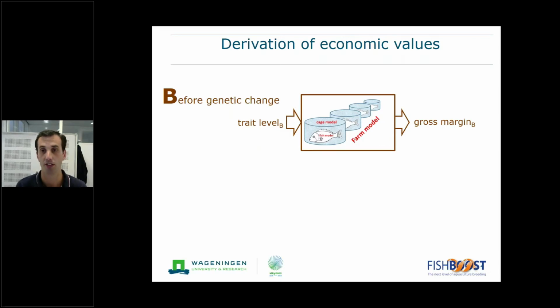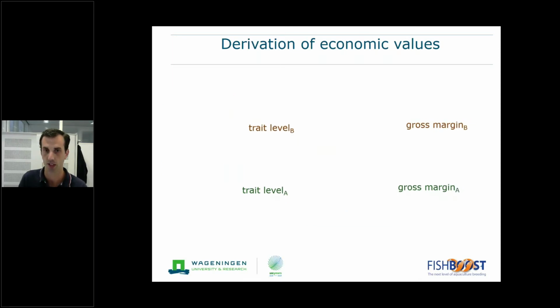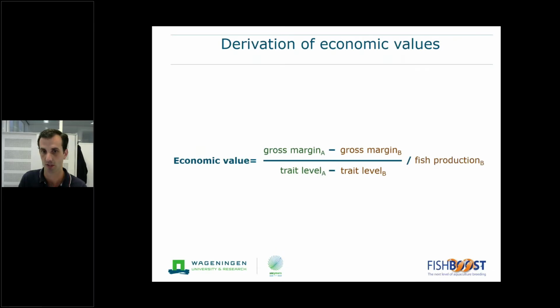And gross margin is the difference between the sales price, the revenues from fish sales, minus the variable costs, because fixed costs at a farm level are not affected by genetic improvement. And we simulate gross margin first at trait levels before genetic change, and then we change one of the breeding goal traits, and again we simulate gross margin. The economic value is calculated as the change in gross margin divided by the change in trait level divided by fish production before genetic improvement.